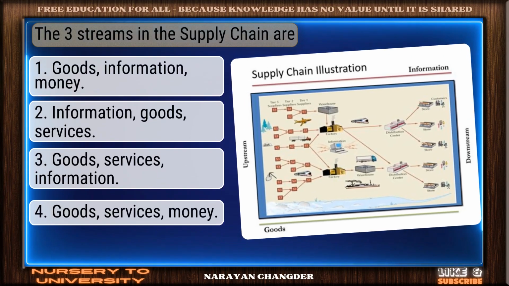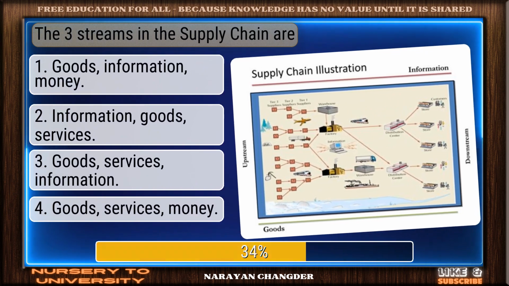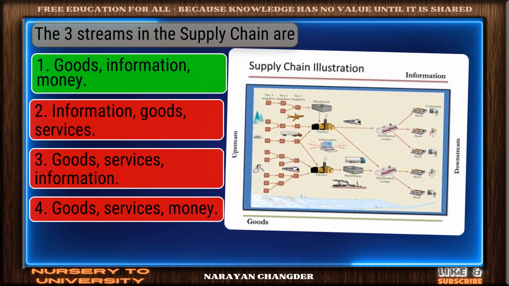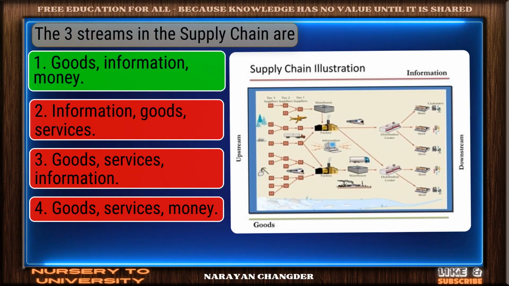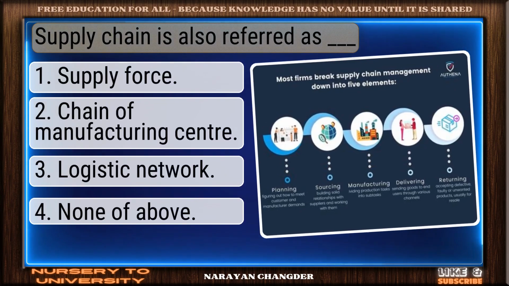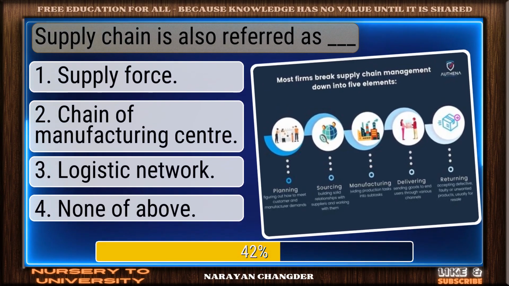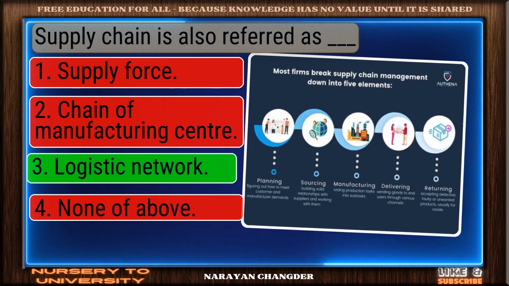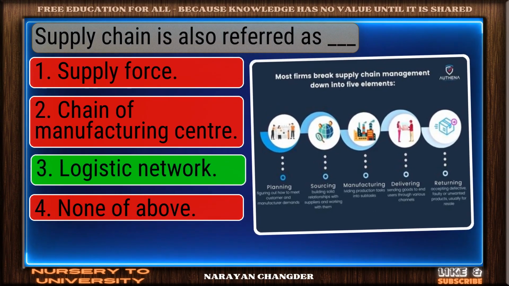The three streams in the supply chain are. Excellent. Goods, information, money is a brilliant choice. Supply chain is also referred to as dash. Nice selection. Logistic network is the correct and valid answer.